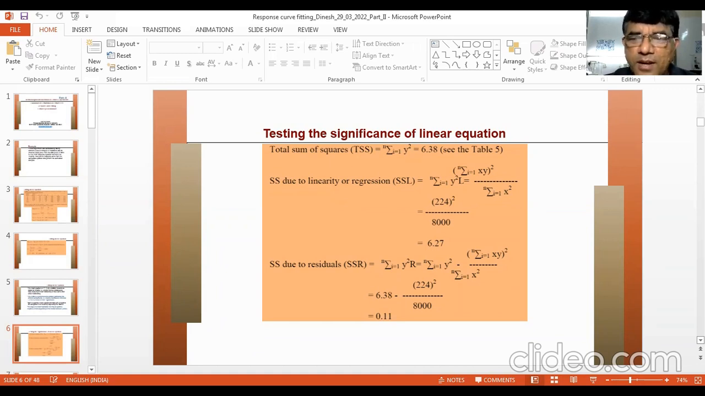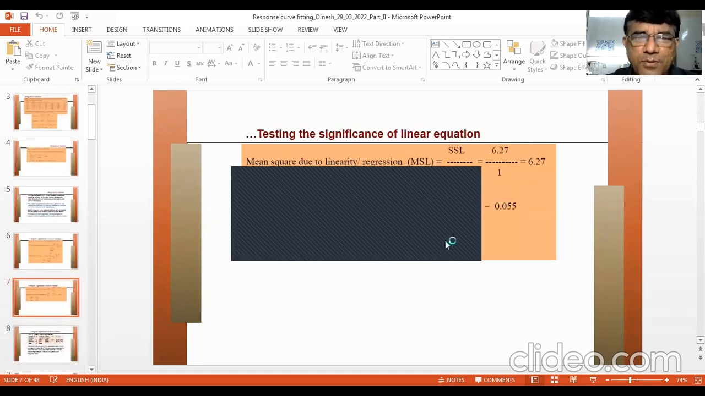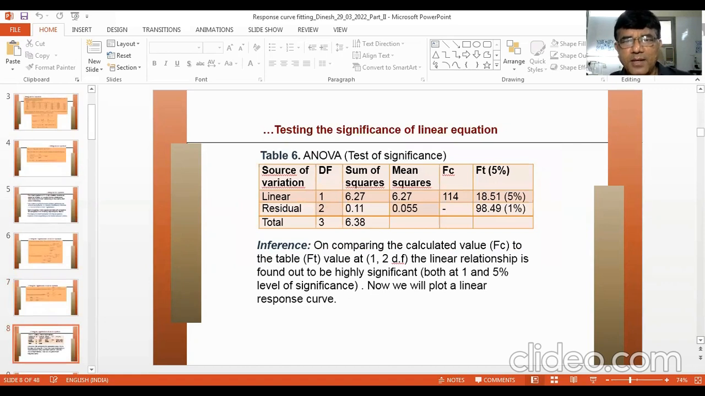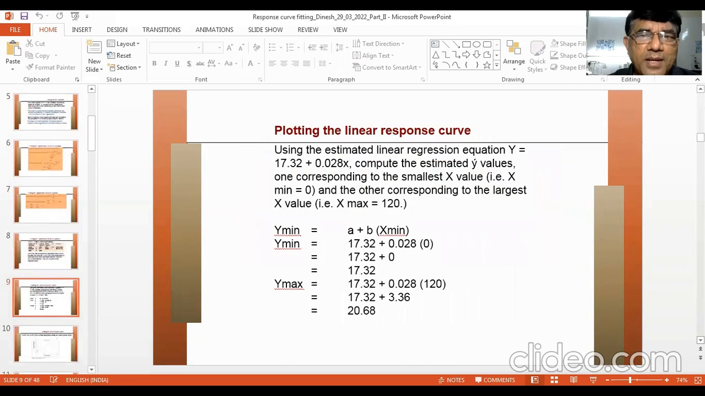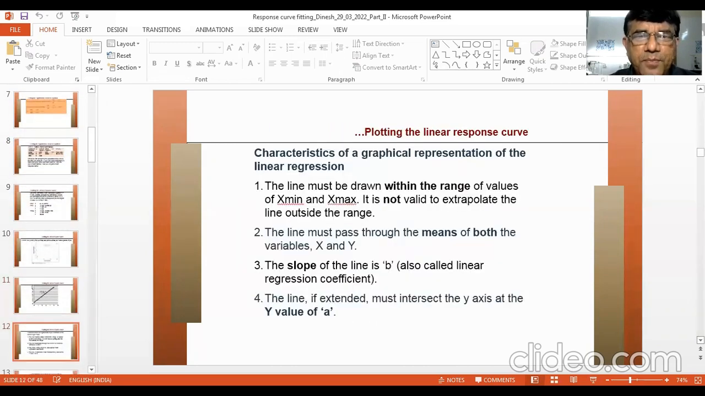For this, you go for the F test. For the F test, you need to calculate F calculated: mean square due to regression divided by mean square due to error or residual. So you get F calculated, and it is more than your table value, 114. Therefore, this equation is significant. I explained all this. Now, plotting the linear response curve, how to plot it. You can see it. Now you see from here we left.